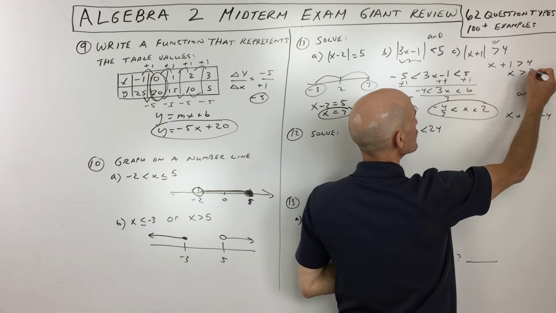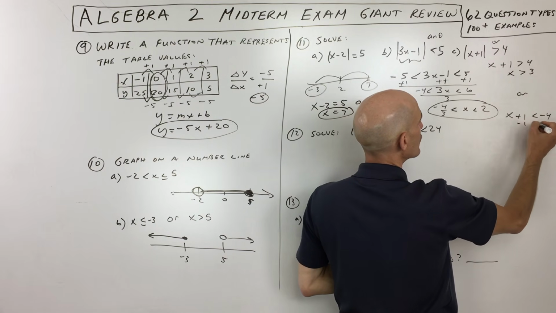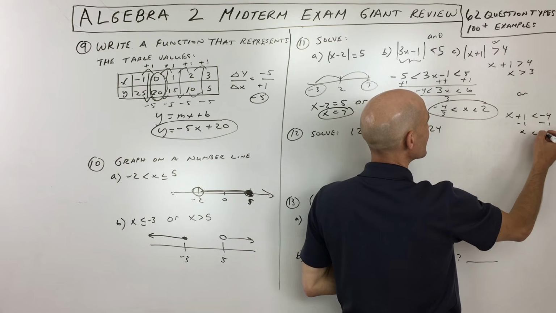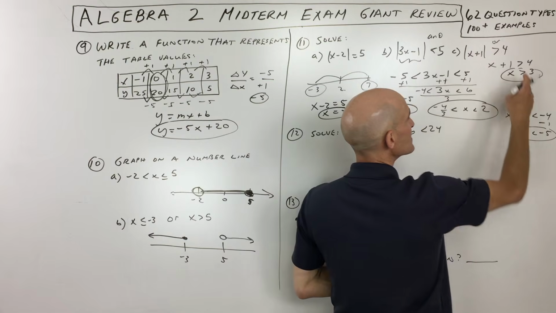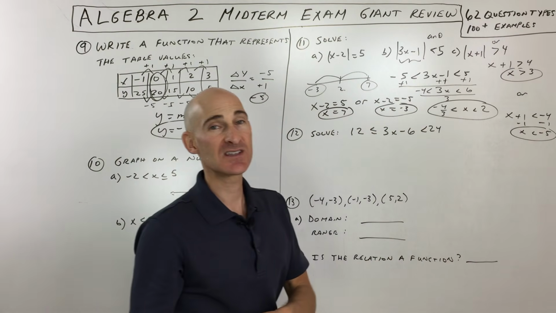So if we subtract 1 from both sides, we get x is greater than 3, or subtract 1 from both sides, or x is less than -5. So this is the answer here, both of these together. So greater than is an or, less than is an and.